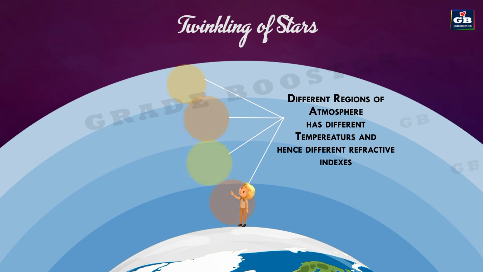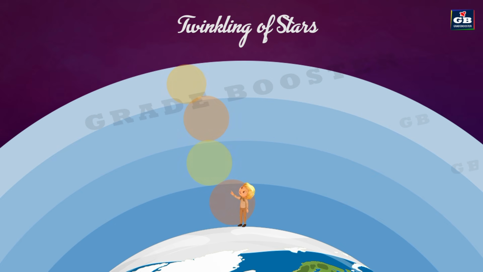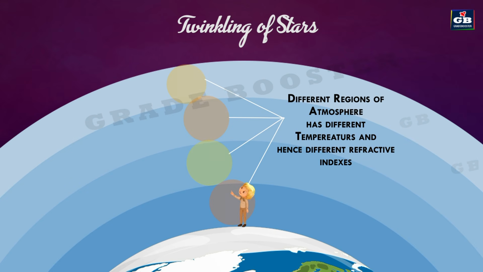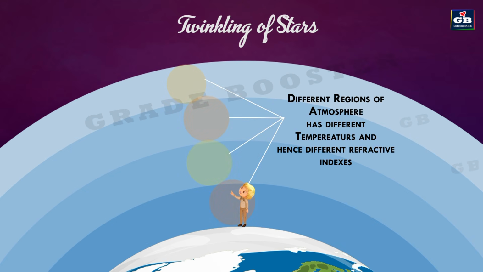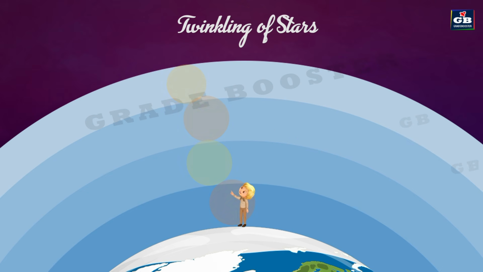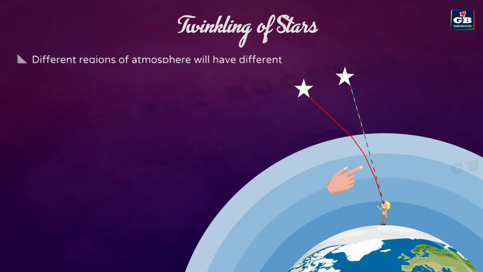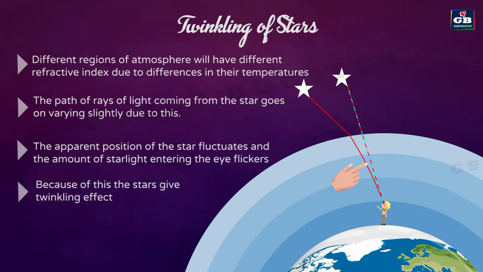So the path of rays of light coming from the star goes on varying slightly. That means it is not passing in a straight line. Its direction slightly changes because of the changes in the atmosphere. A certain part of the atmosphere may be cold, a certain part may be hot, and even the densities may vary. Because of this, the light ray changes its direction slightly, so the apparent position of the star fluctuates due to the differences in the temperature of the atmosphere.